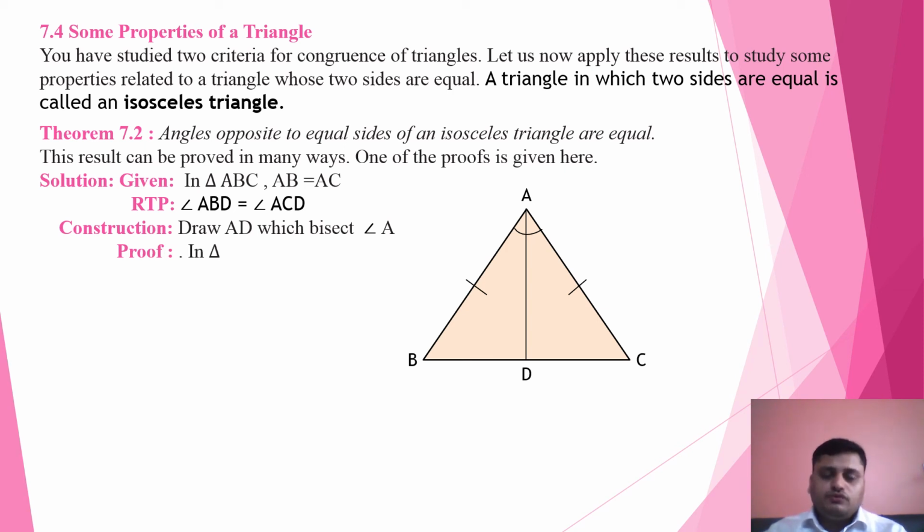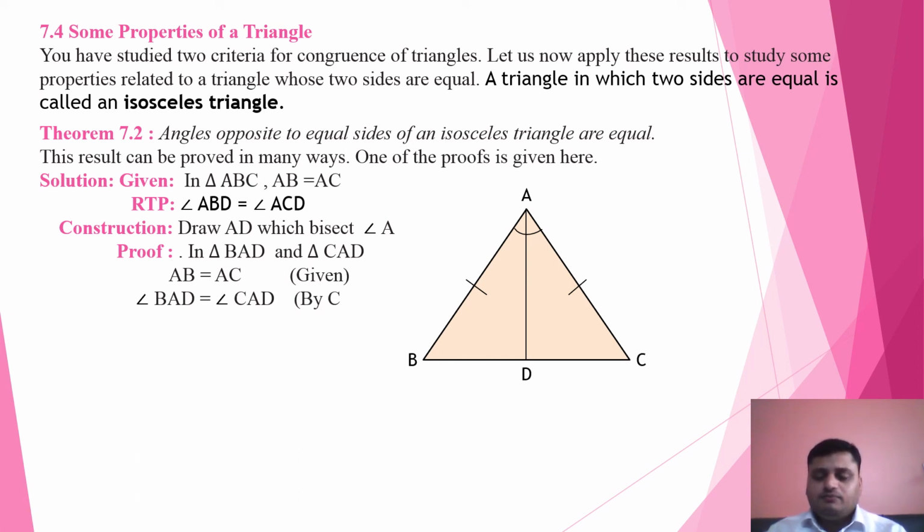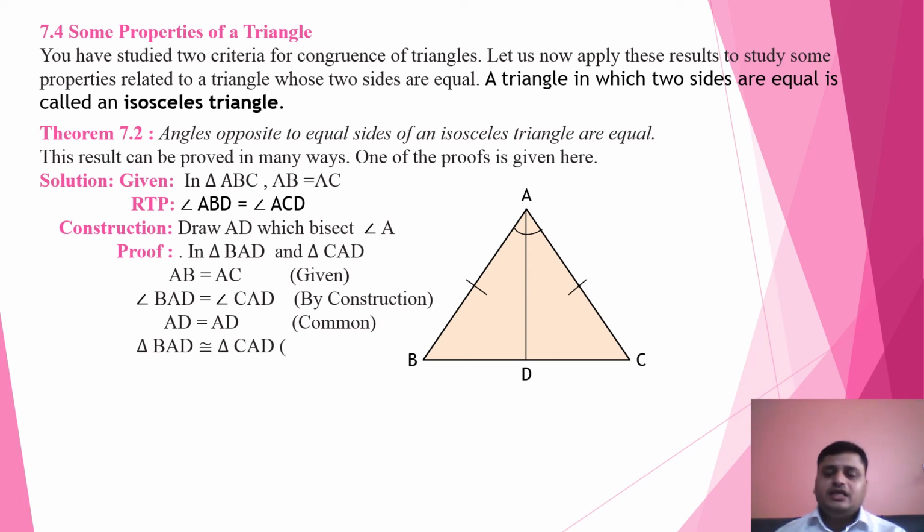Let's begin the proof. We will take two triangles. One is triangle ABD, another one is triangle CAD. First of all, AB is equal to AC. This is given in the question, so we just write it. Then angle BAD is equal to angle CAD by construction, because AD bisects angle A, as we assumed in construction. Next, AD is equal to AD. This is common for both the triangles. So triangle BAD is congruent to triangle CAD by the side angle side congruency rule.